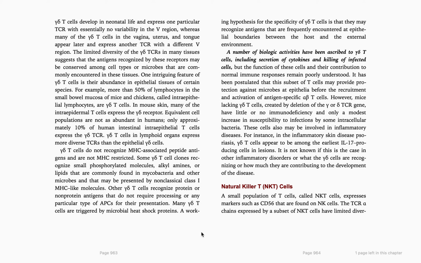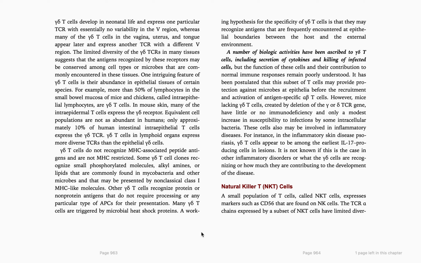One intriguing feature of gamma delta T cells is their abundance in epithelial tissues of certain species. For example, more than 50% of lymphocytes in the small bowel mucosa of mice and chickens, called intraepithelial lymphocytes, are gamma delta cells. In mouse skin, many of the intraepidermal T cells express the gamma delta receptor. Equivalent cell populations are not as abundant in humans. Only approximately 10% of human intestinal epithelial T cells express a gamma delta T cell receptor.